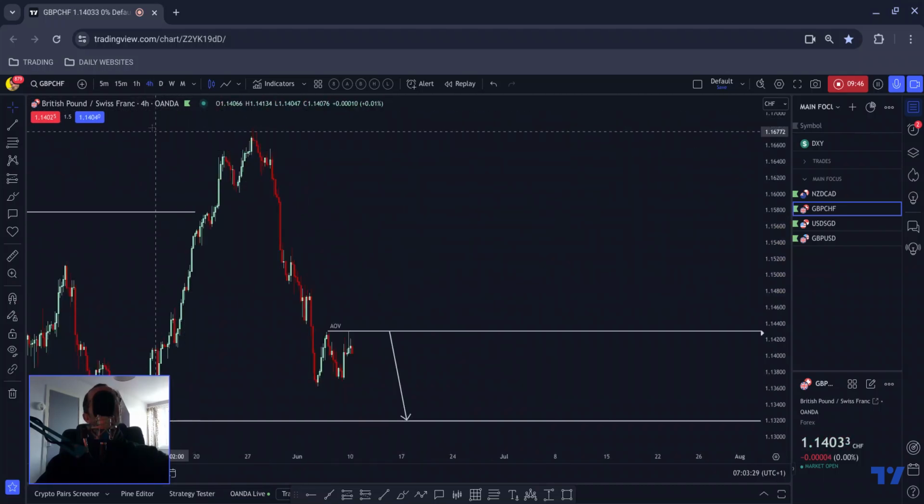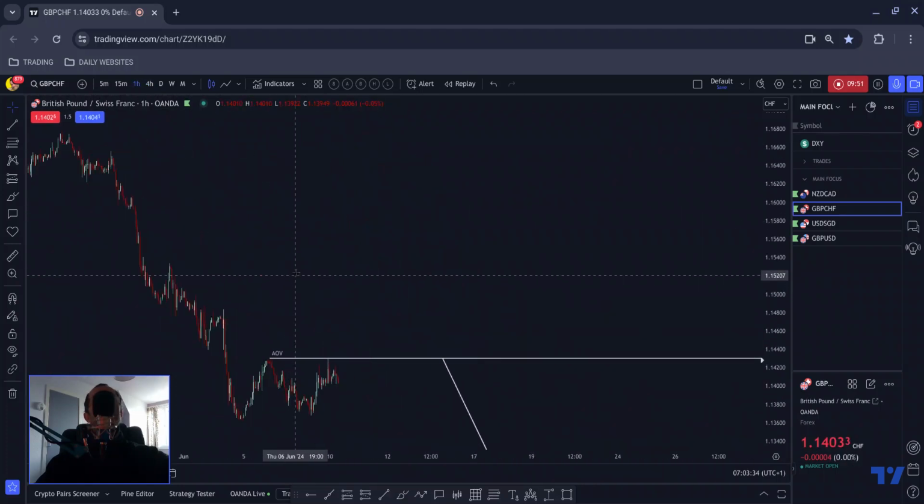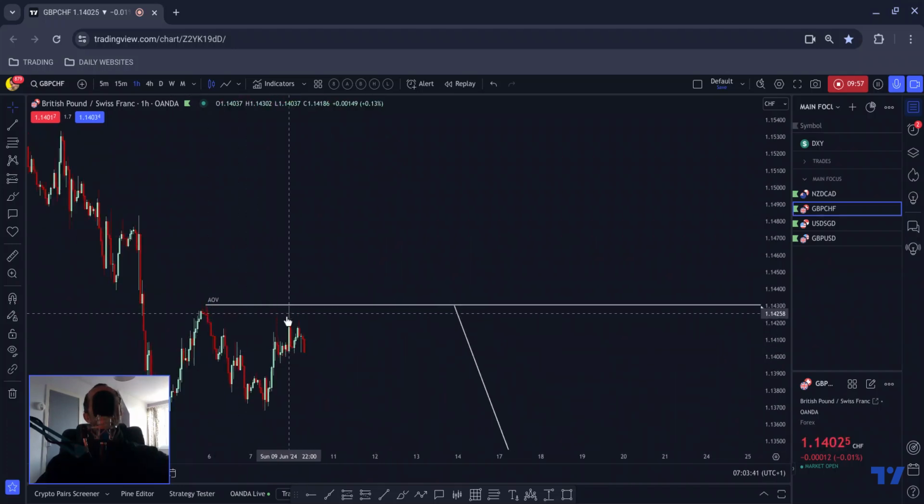You can see the structure forming here. If we just zoom in a little bit. Okay, so previously I was looking for, and I am still looking for it. What happens? We come up to this area, we wick to it.